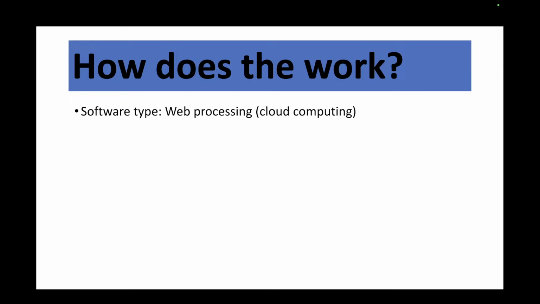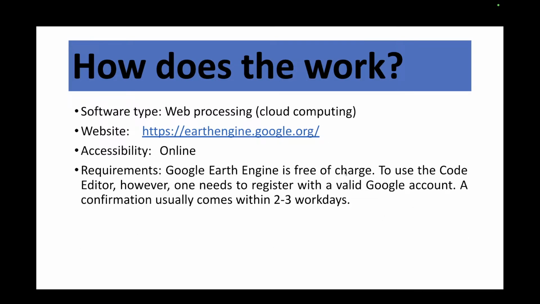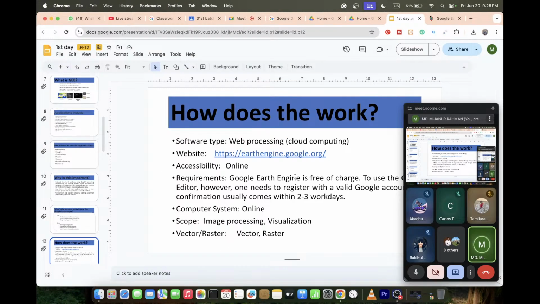So it's a cloud computing platform, and this is the main website, earthengine.google.org, with online accessibility and requirements. Google Earth Engine is free of charge, but now they have also opened a paid version, so both paid and unpaid versions are available. The paid version is basically used for commercial use, and the unpaid version is used by researchers, students, or academia. To use the code editor we just need to register with a valid Google account. Simply register, and then you can easily access their code editor. It also works with image processing and visualization, and with raster and vector data. So this is the overall summary. Anyone with any question or confusion, please ask me.